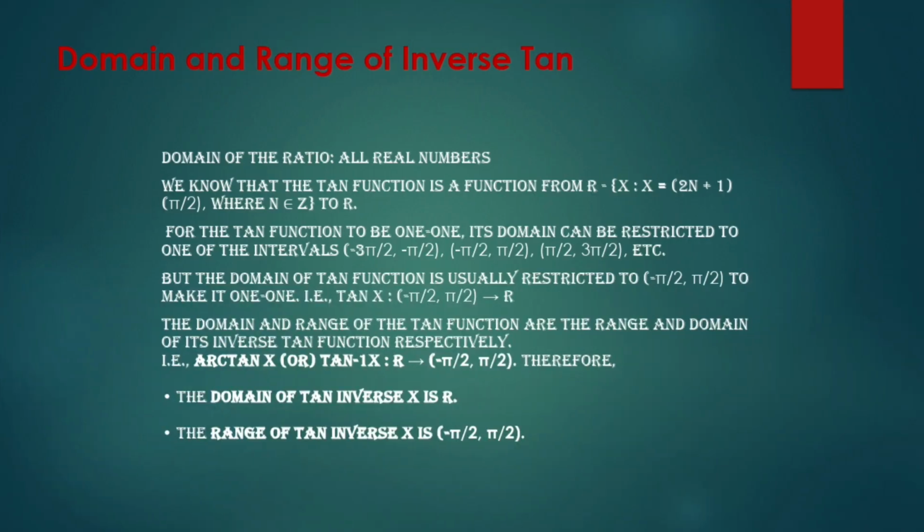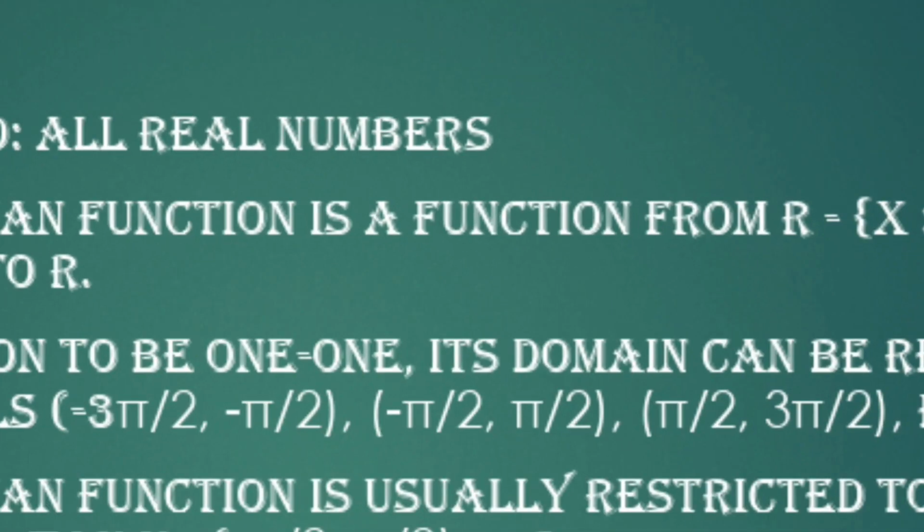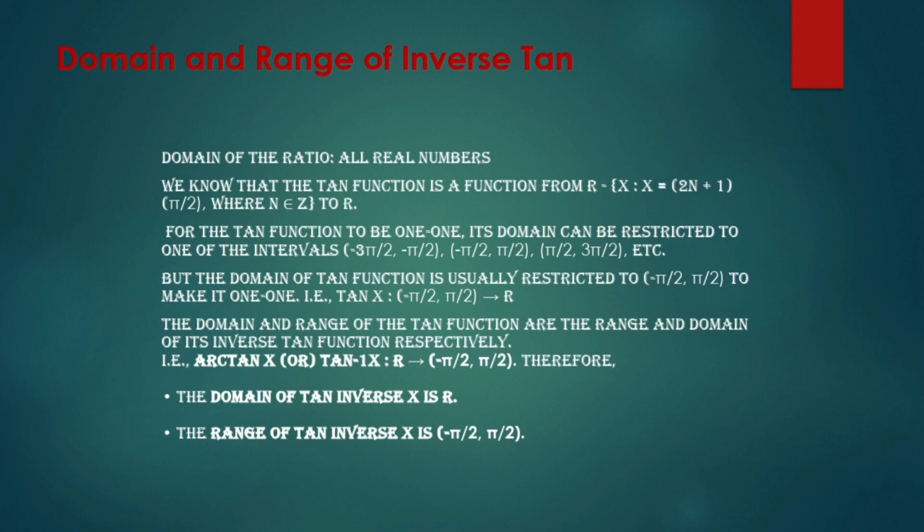Now, what we are going to learn here is the domain and range of the inverse tangent function. The domain of the inverse tangent function will be all real numbers. Why are we saying all real numbers? Because first of all, we are talking about the tan function. The tan function will not take the values of odd multiples of pi by 2, that is, (2n+1) pi by 2.